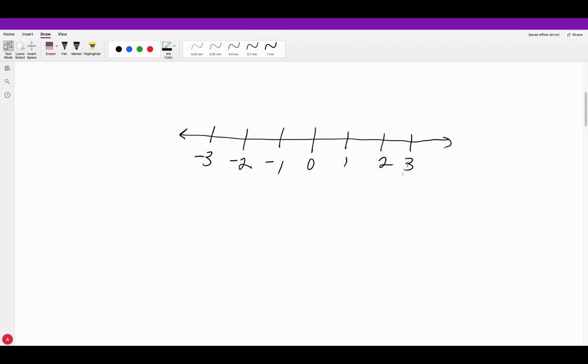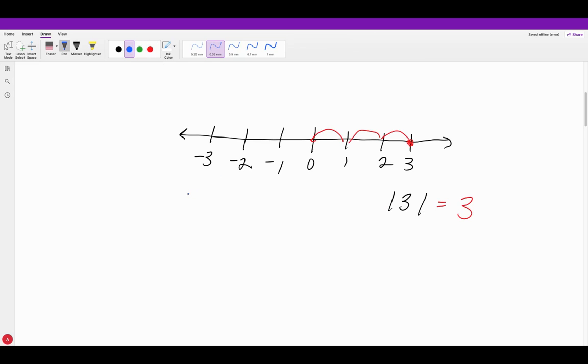First, what is absolute value actually asking us? It's asking us how far away from zero we are. When we talk about how far away, we're talking about the distance of something. If I ask you what is the absolute value of 3, and we represent absolute value with those two bars on the outside, we're saying, how far away from 0 is 3? 3 is 1, 2, 3 units away. So the absolute value of 3 is equal to 3.